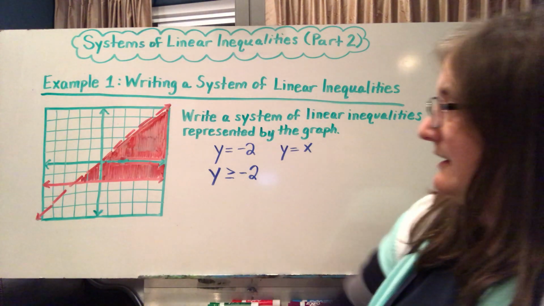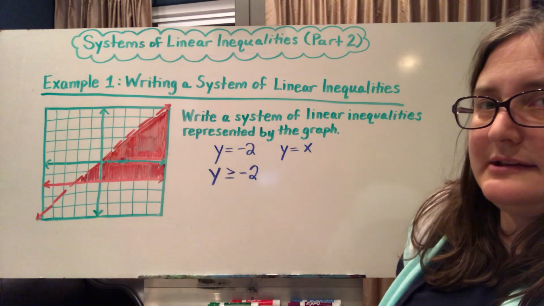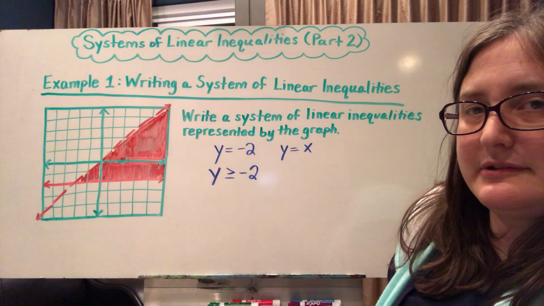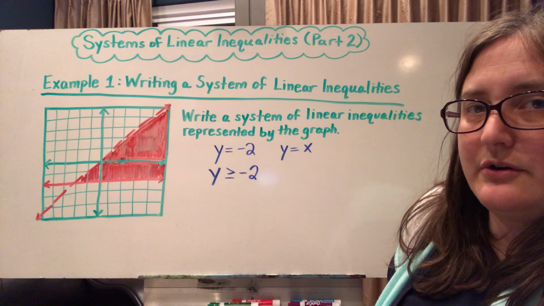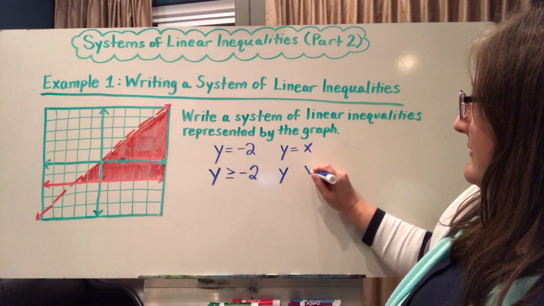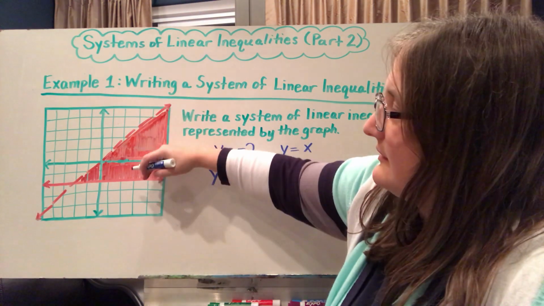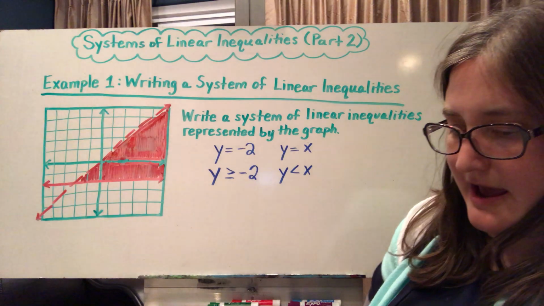When I look at my dashed line here, the y equals x, I see that dashed line. I know that things on the line are not solutions to the system, so I'm going to have a greater than or less than sign in between my y and my x. And it seems that everything below this line is shaded, so y is less than x.